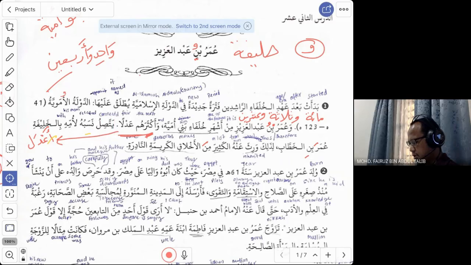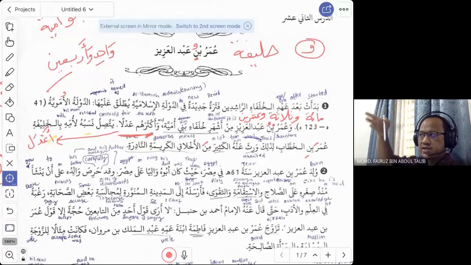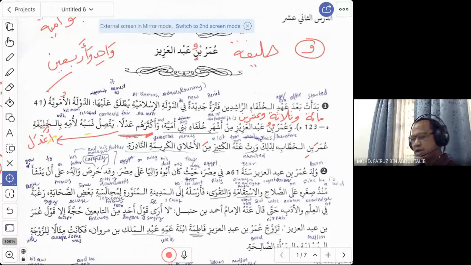Yattasilu, connected, correct. Nasabuhu, here you didn't translate this word. Nasab is the lineage. So Umar Abdul Aziz's lineage is connected from his mother's side. This is the meaning of nasabuhu li ummihi. From his mother's side, the lineage is connected all the way to Khalifa Umar Al-Khattab, which means he is the great-great-grandson of Khalifa Umar Al-Khattab from his mother's side. This is the meaning of the sentence. Okay, let's continue.